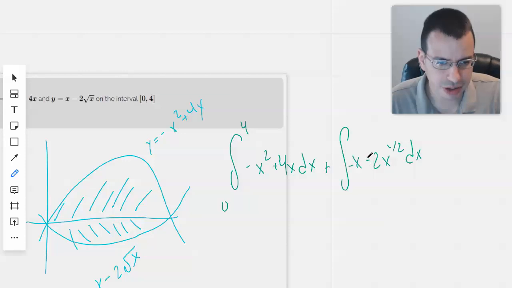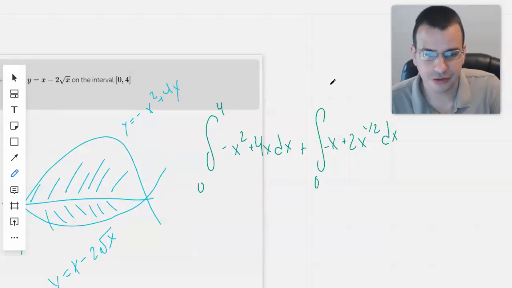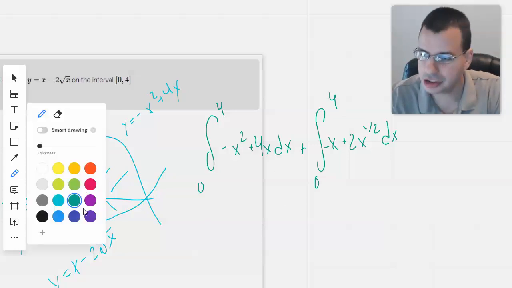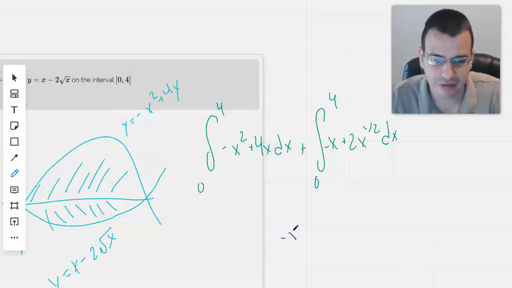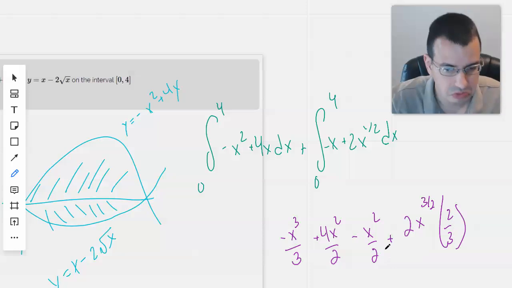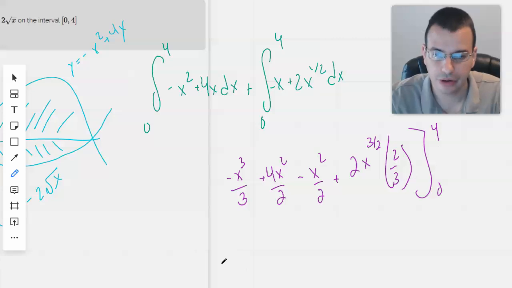Then I will distribute the negative, and this will be 0 to 4. We can then combine the integrals, and we will get negative x cubed over 3 plus 4x squared over 2 minus x squared over 2 plus 2x to the 3/2 times 2/3. This will be evaluated from 0 to 4.